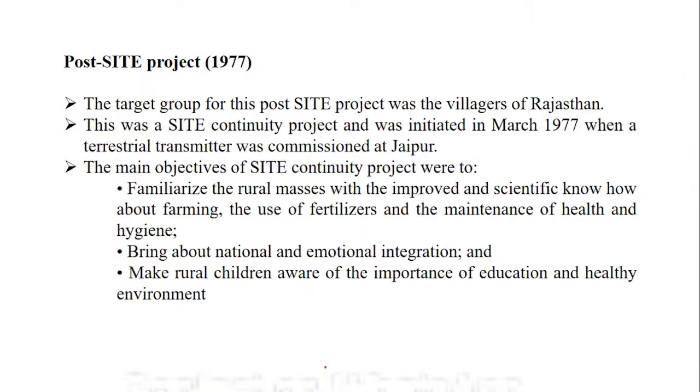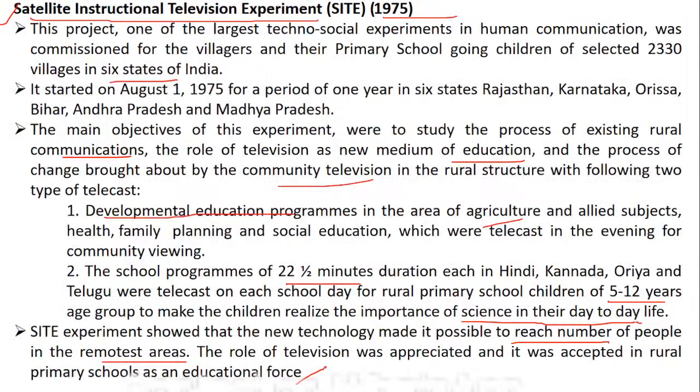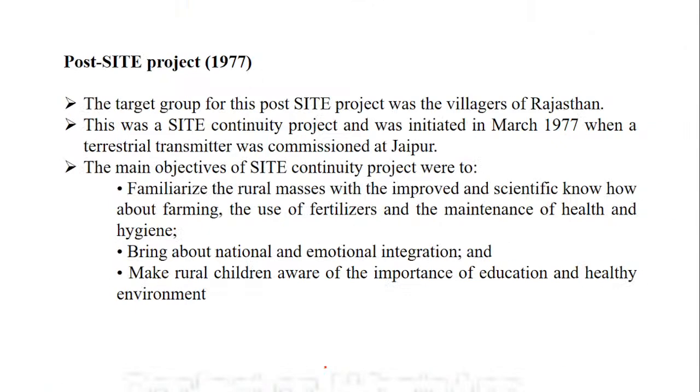Now let's see post SITE. This program started in the year 1975 and it was a huge success. After the huge success of SITE, there was a program called the Post SITE project. This project targeted the villages of Rajasthan, and was initiated in March 1977 when a terrestrial transmitter was commissioned at Jaipur.